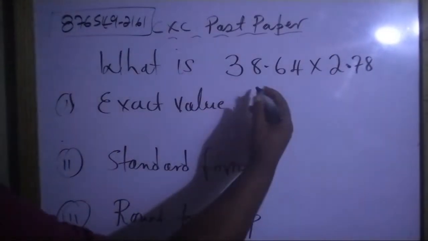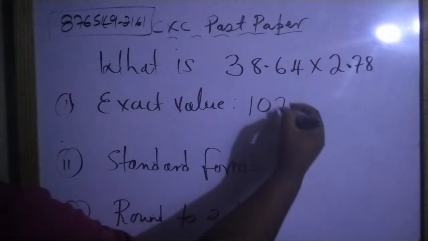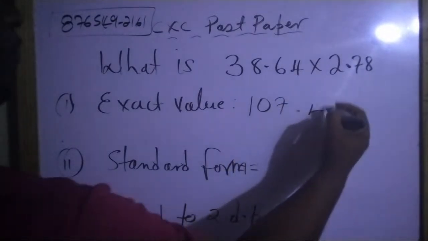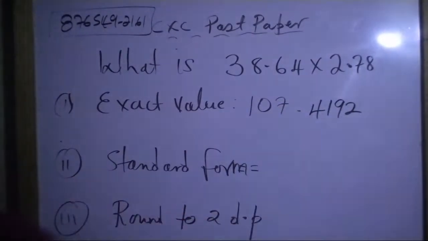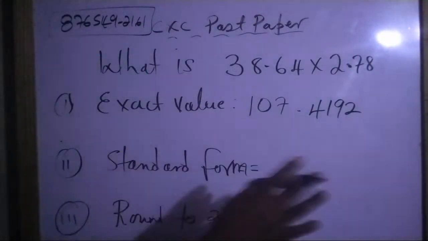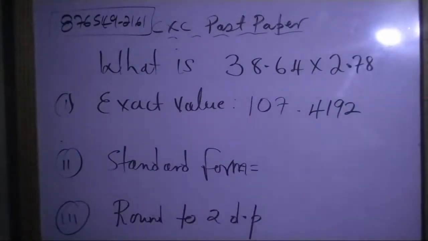In the exam, when I punch it in my calculator, I get 107.4192. That's the exact value. You get 1 mark just if you use a calculator.